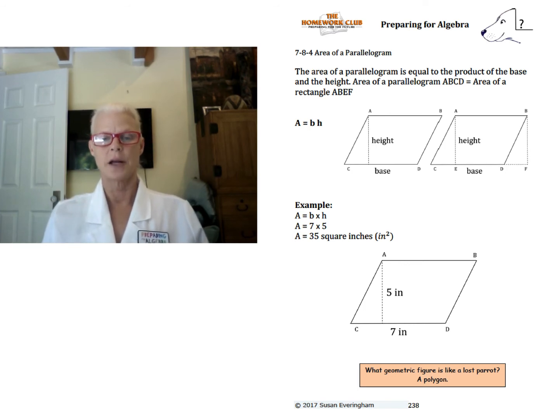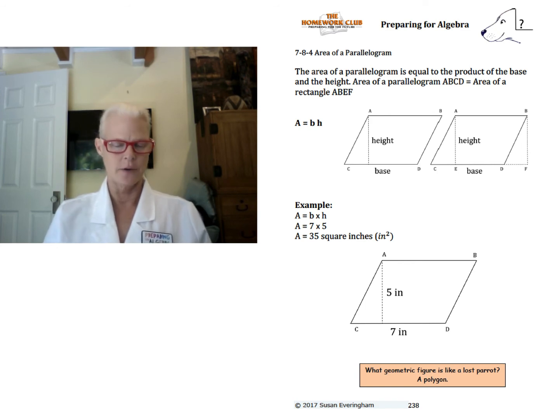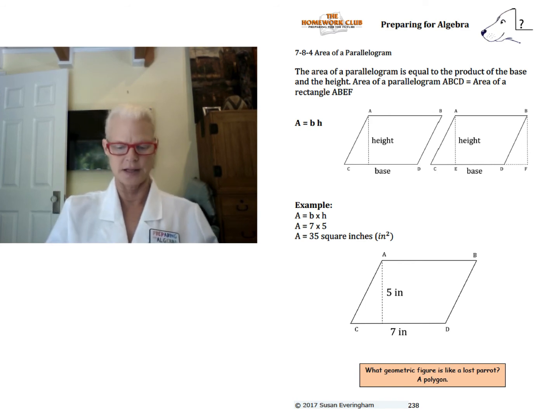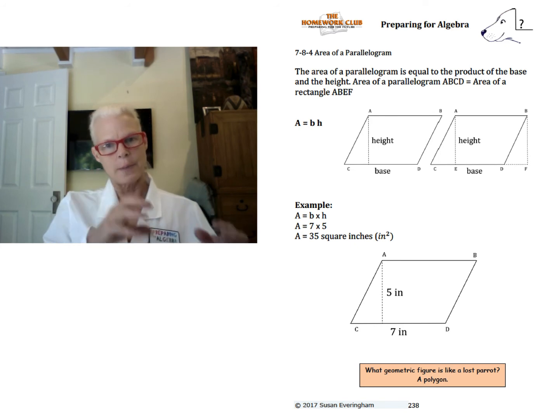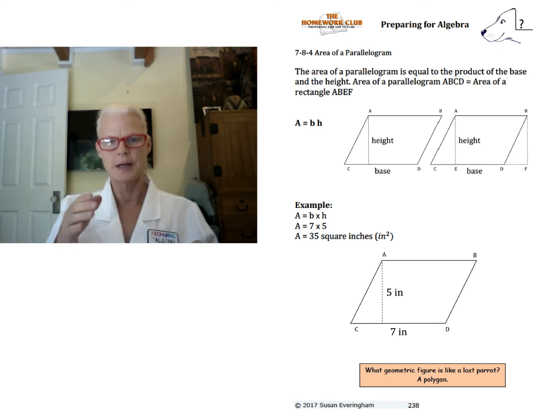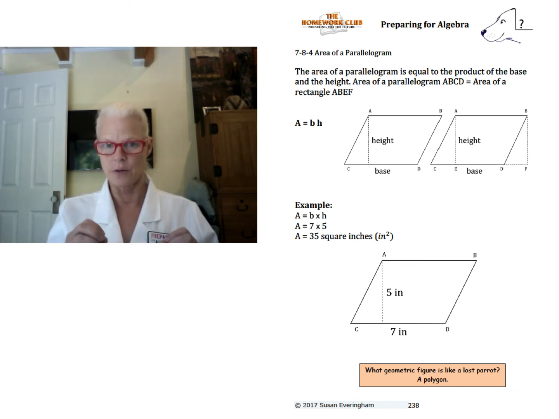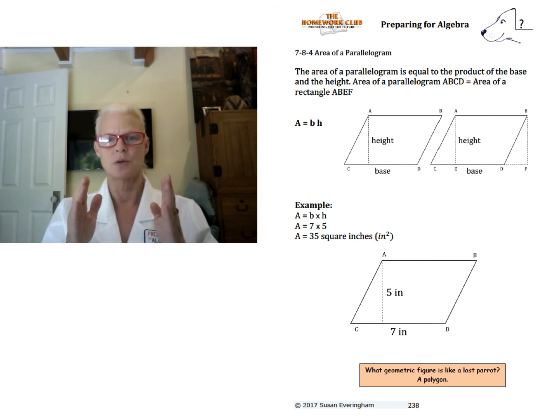Page 238 and page 239 is the area of a parallelogram. And if you look at the diagram on the first page, 238, you can see the dotted lines and how I've replicated that one parallelogram and moved the dotted line over so it's perpendicular, squared off, a right angle, making a perfect rectangle. So the area of a parallelogram is base times height, not length times width necessarily, but base times height, which turns out to be length times width when you move everything around and look at it as just a rectangle.